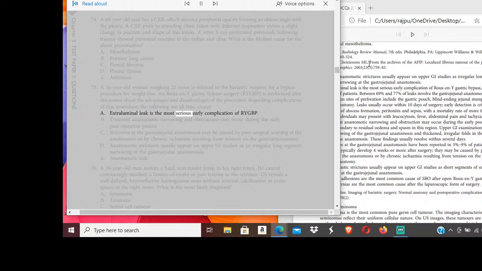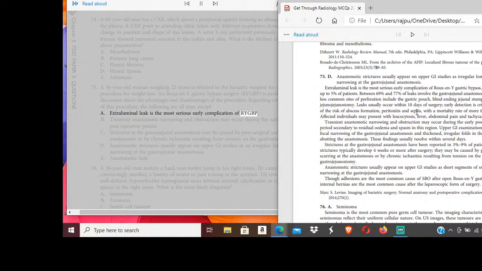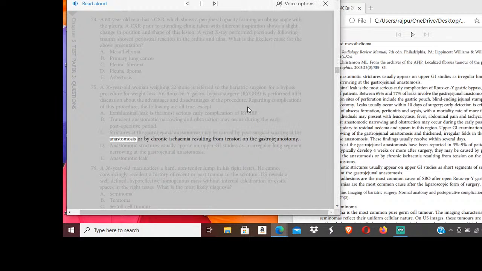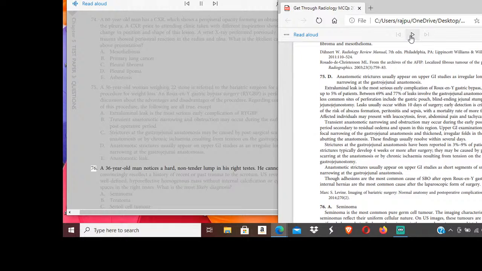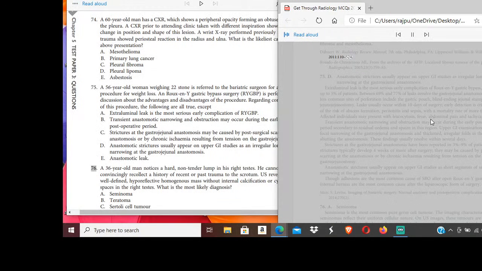A. Extraluminal leak is the most serious early complication of RYGBP. B. Transient anastomotic narrowing and obstruction may occur during the early postoperative period. C. Strictures at the gastrojejunal anastomosis may be caused by post-surgical scarring at the anastomosis or by chronic ischemia resulting from tension on the gastrojejunostomy. D. Anastomotic strictures usually appear on upper GI studies as an irregular long segment narrowing at the gastrojejunal anastomosis. E. Anastomotic leak.